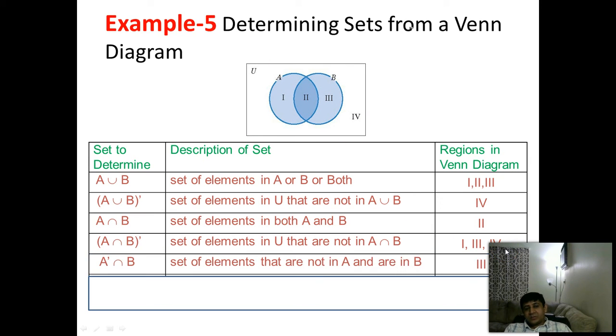Now suppose we have A complement intersection B, the set of elements that are not in A and are in B. So that will be region 3 here.